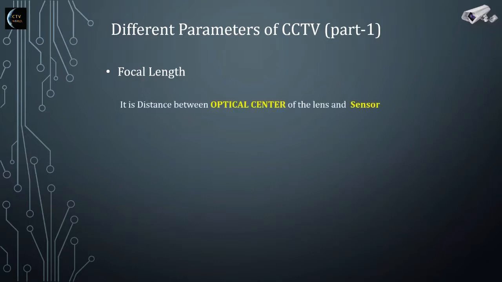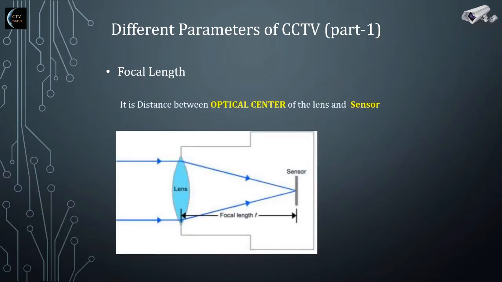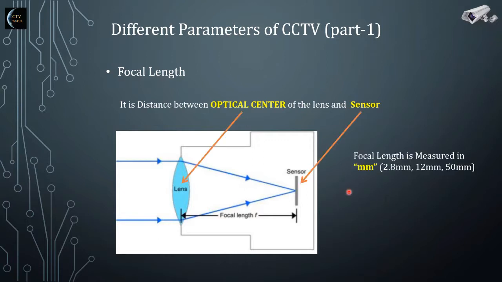Focal length is the distance between the optical center of the lens and the sensor. Here let me show you the focal length. This is the lens and optical center, which we can say is the center of the lens, and the sensor. The distance between these two is known as the focal length. Now the focal length is measured in mm. So if someone says 2.8 mm lens, 12 mm lens, 50 mm lens, they are indicating this distance between the lens and the sensor.